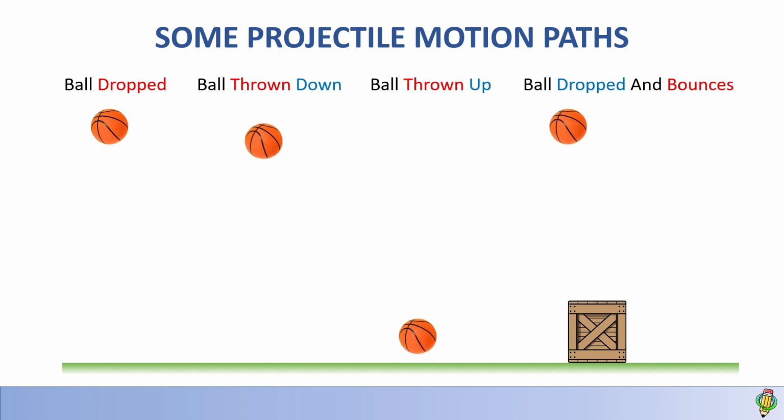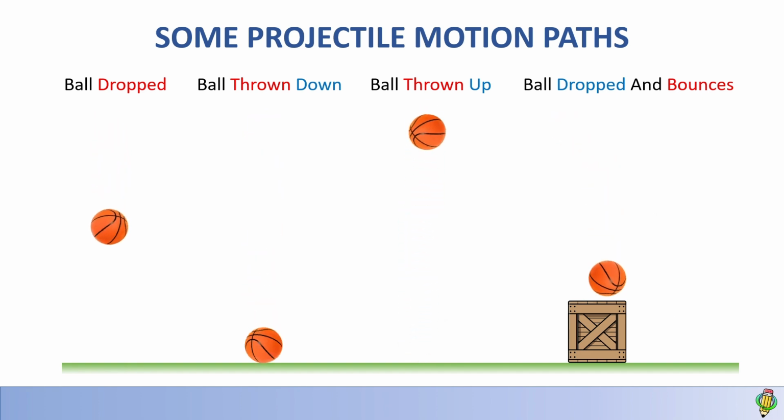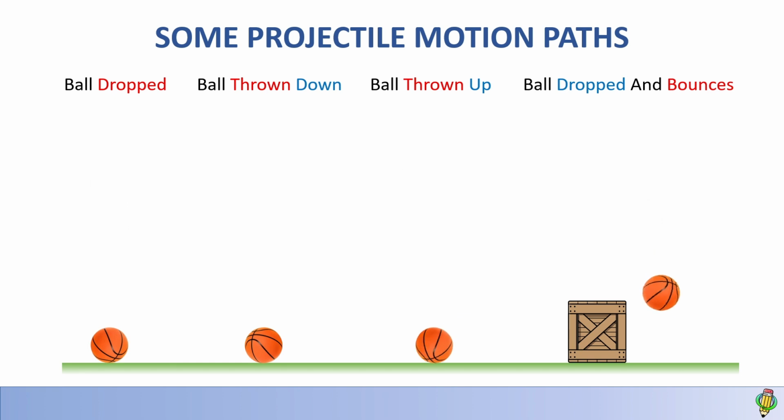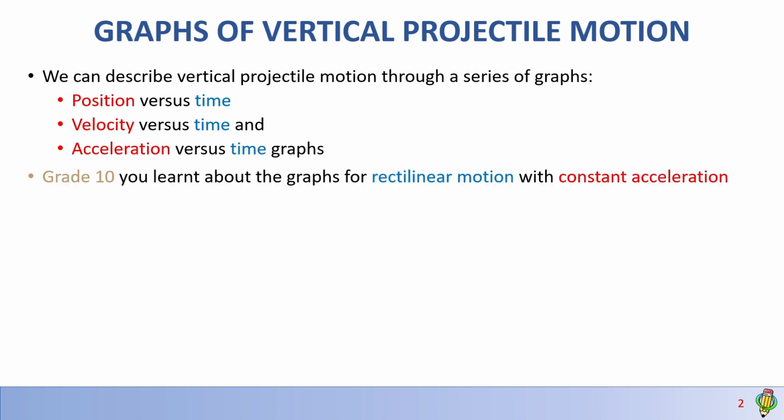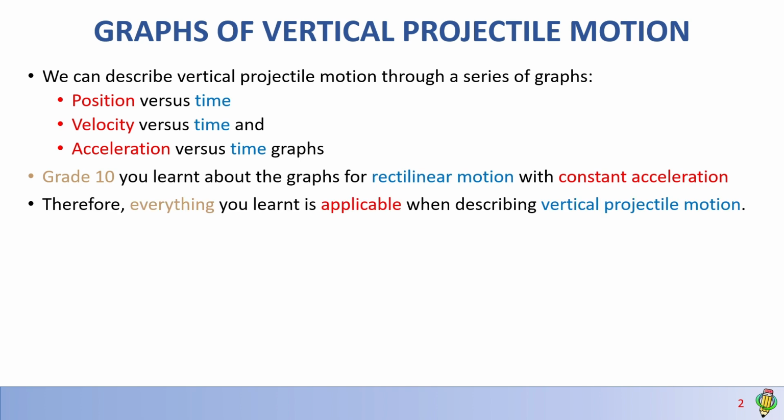Let's learn how to draw graphs for vertical projectile motion. As of now, we know that we can describe vertical projectile motion using the position time graph, the velocity time graph, and the acceleration time graph. In grade 10, you learned about constant acceleration graphs when we were describing rectilinear motion. In this chapter, we're going to apply that knowledge when we describe vertical projectile motion.